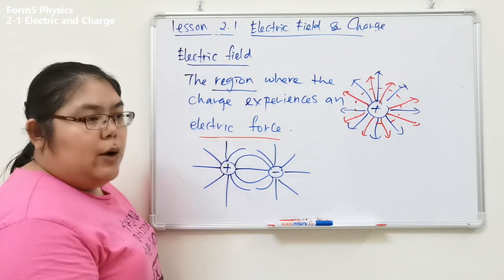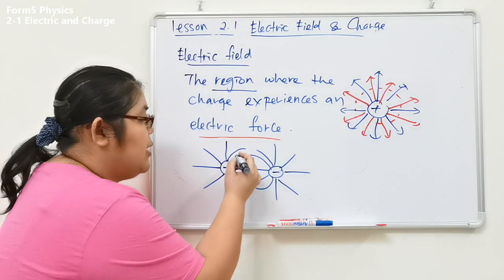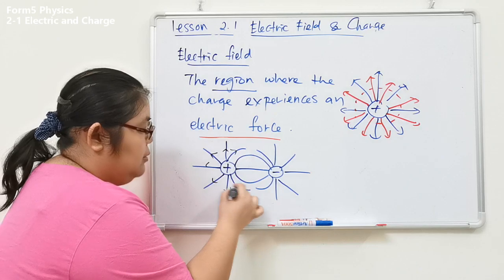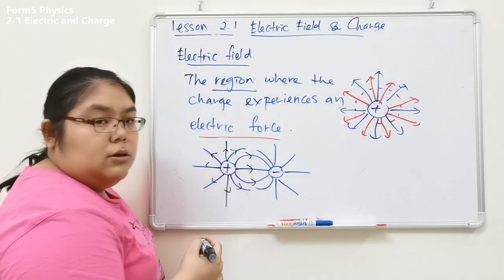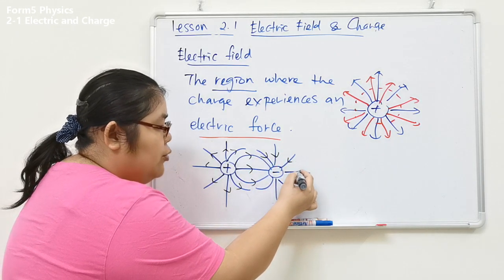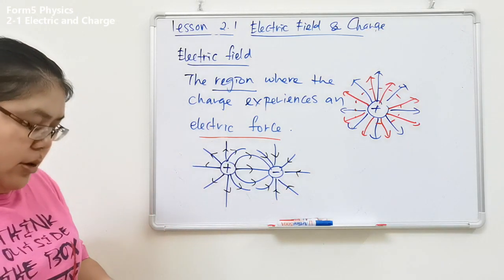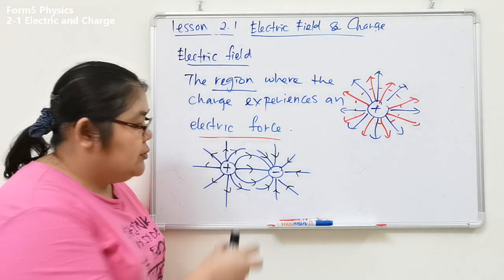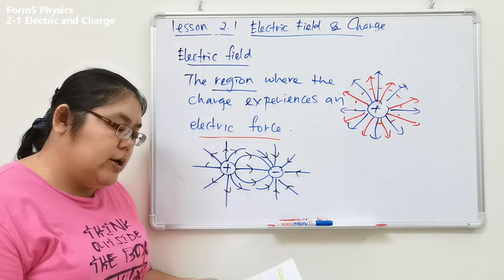Remember, out from positive, then in to the negative. So out from the positive. Okay, how about the negative? In. So the arrow you must draw goes in the negative charge. So this one we call like charge that attract to each other. So this one center is full with the electric field line, because they attract to each other.